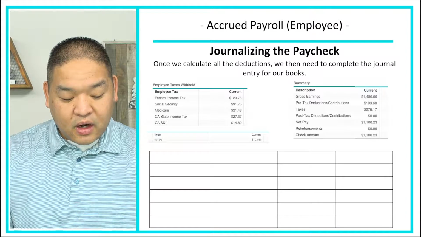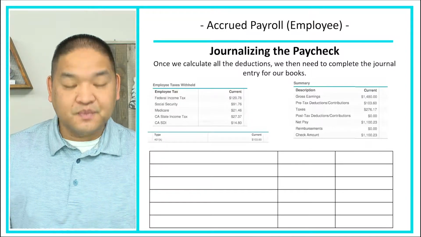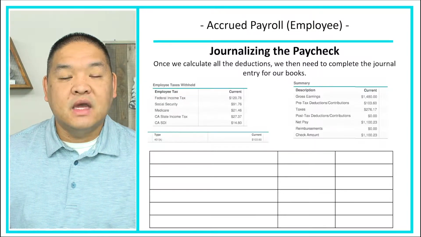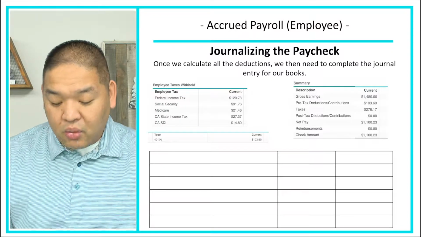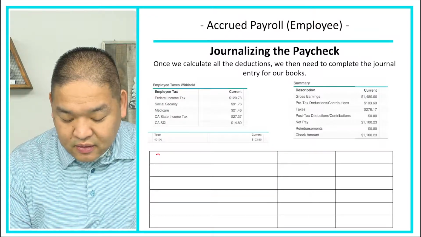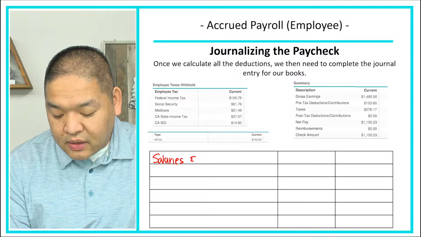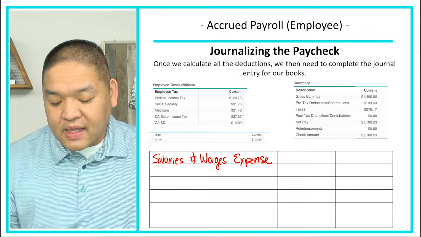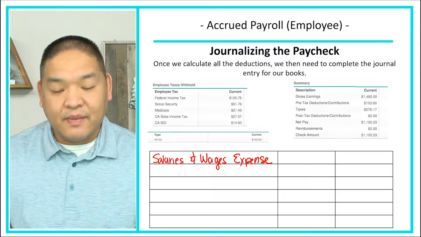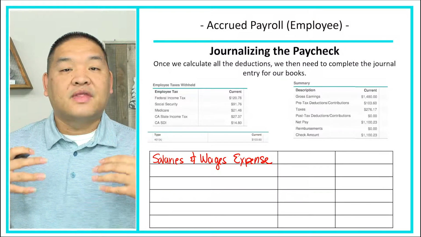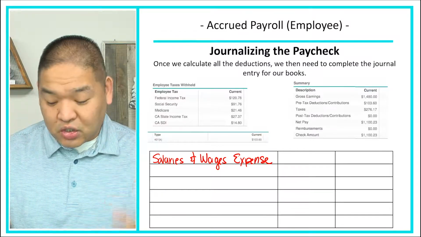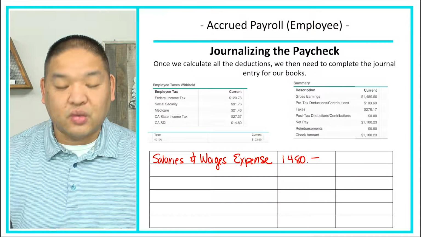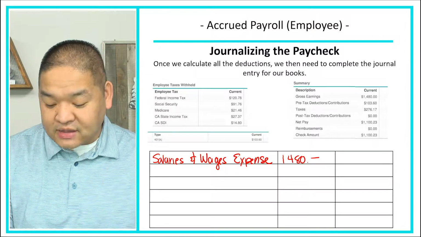Well, first of all, we are going to have to pay this to our employees, and by us paying this to our employees, that would be an expense to us. So we will debit salaries and wages expense. And when we debit salaries and wages expense, we're going to debit it for the full amount that the employee has earned. So that gross earning was $1,480. So we're going to debit salaries and wages expense of $1,480.